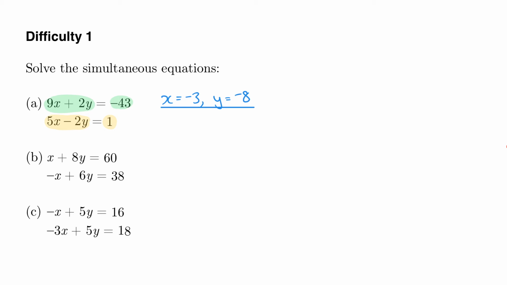We've got x plus 8y equals 60. We've got negative x plus 6y equals 38. And when I add x to negative x, they eliminate. I get 0. When I add positive 8y to positive 6y, I get positive 14y. And when I add 60 and 38, I get 98. So, just like before, what we've done is add together two equations in such a way that we eliminate one of the unknowns. In this case, I've eliminated the x.